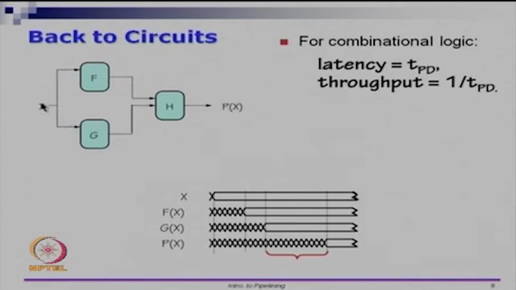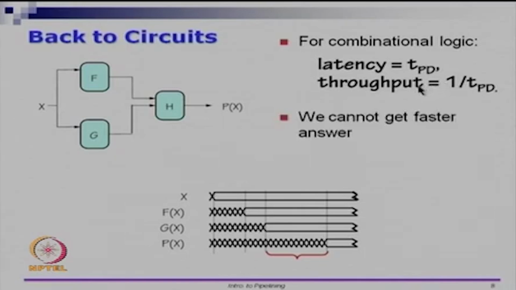So, the latency is the time from when X became steady to the time at which P of X became available. It is the time difference over this period, from here all the way up till here, that is the propagation delay. The throughput is: once I give these inputs, I have to keep the input steady till the output becomes steady, which means I can only give one input every latency, whatever the latency is. So, 1 by the propagation delay is the throughput for combinational circuits.